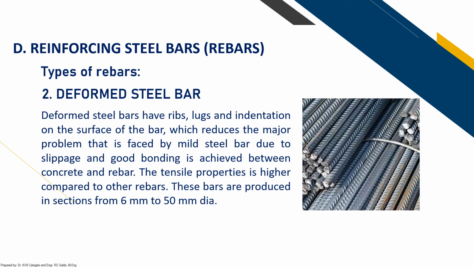Okay? Next we have the deformed steel bar. Deformed steel bars have ribs, lugs, and indentation on the surface of the bar, which reduces the major problem faced by mild steel bar due to slippage, and good bonding is achieved between the concrete and rebar. The tensile properties are higher compared to other rebars. These bars are produced in sections, same as mild steel bar, from 6 mm to 50 mm in diameter.